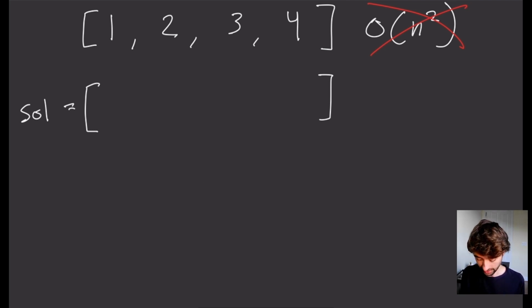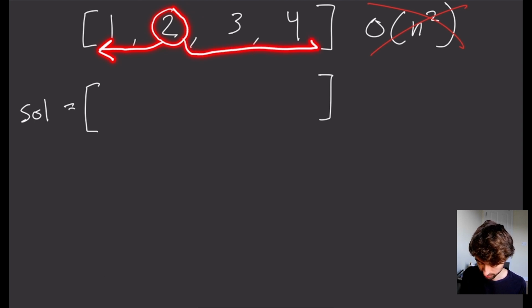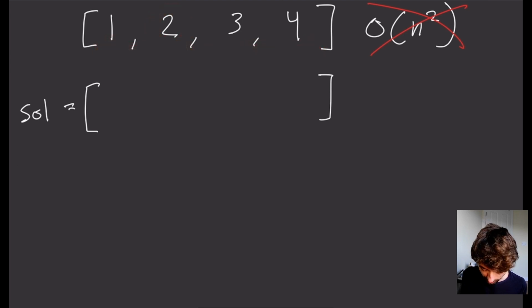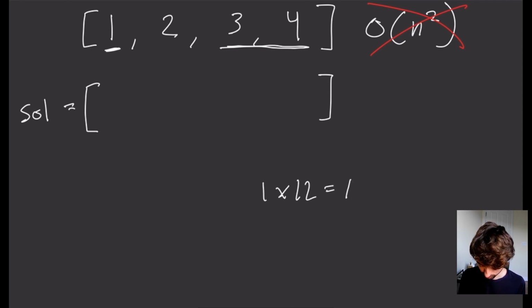So if we look at the input array, we can say that if we choose any number, so for instance this 2, the prefix of 2 is any number to the left of it, so in this case the 1, and the suffix of 2 is any numbers to the right of it, so in this case 3 and 4. If we multiply the prefix, which is 1, times the suffix, which is 3 times 4 or 12, we get 1 times 12, which equals 12.